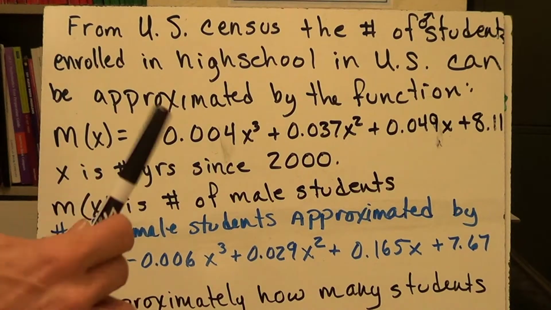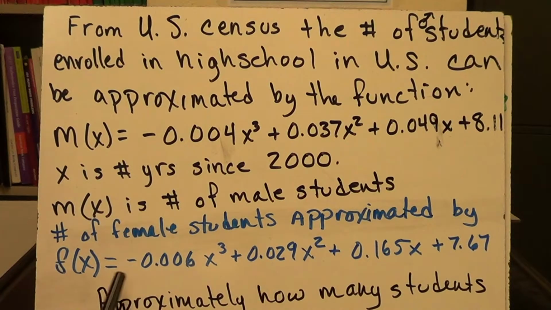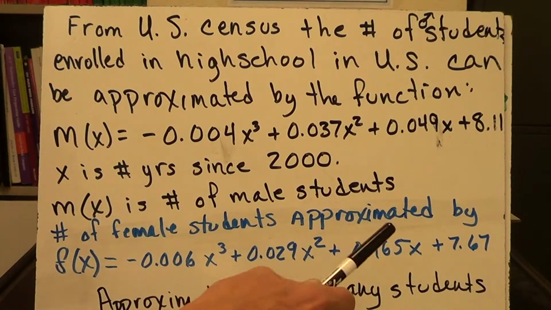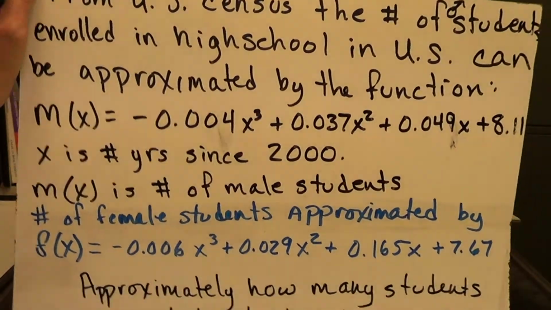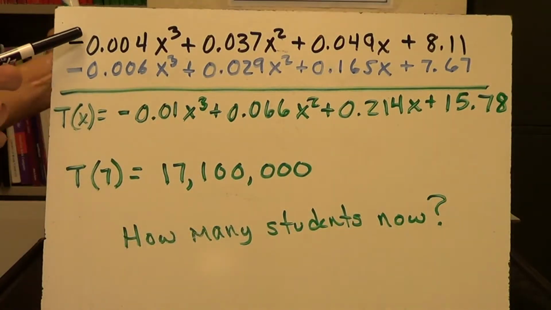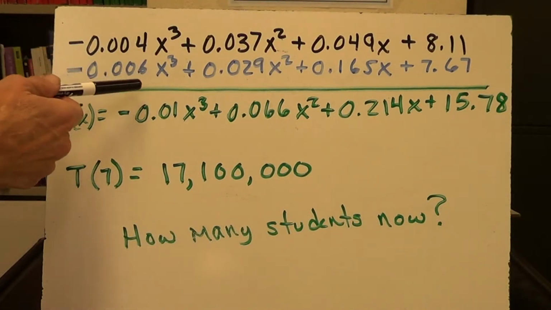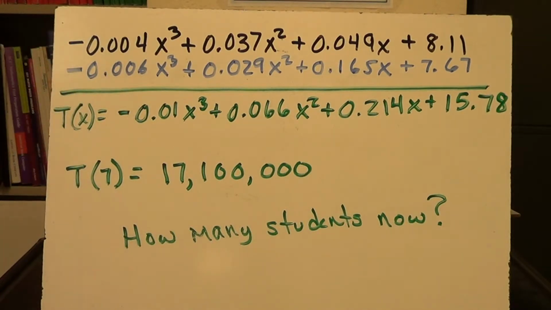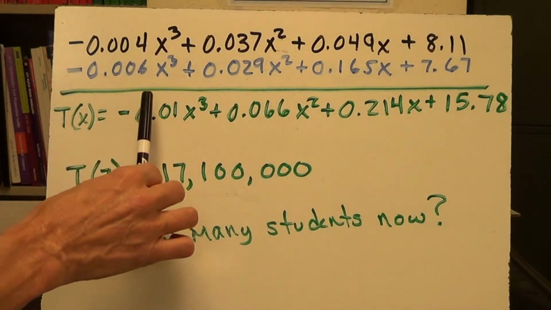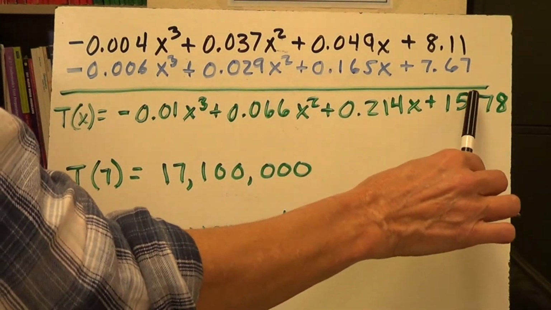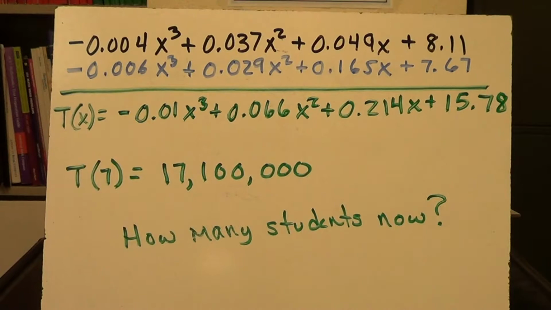Then they turned around and they did an approximation with female students. So f of x, this equation is for females. Now it says approximately how many students in high school in America in 2007. So they took their male population and their female population, or this is what I did to solve it, and I got a total population by adding the like terms together. So that's the total.